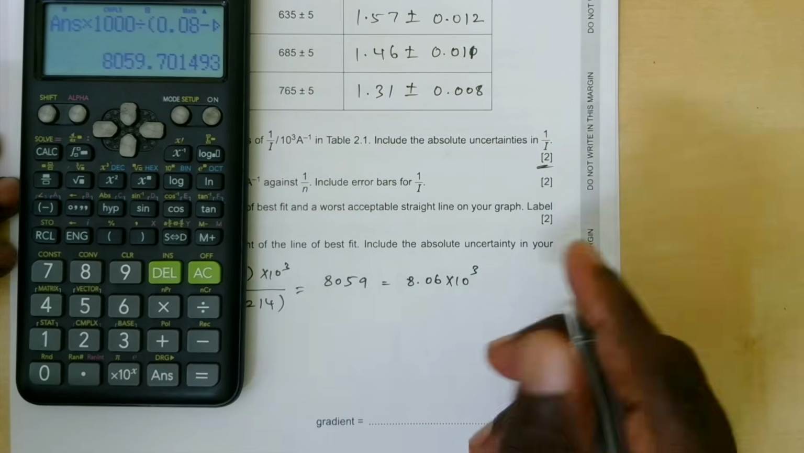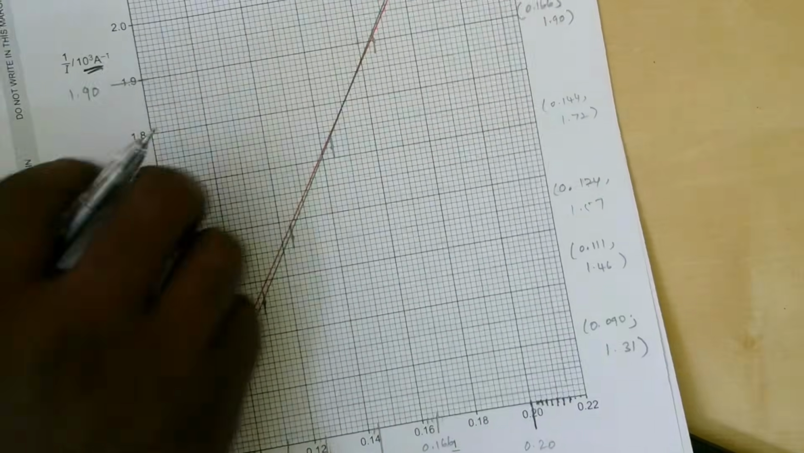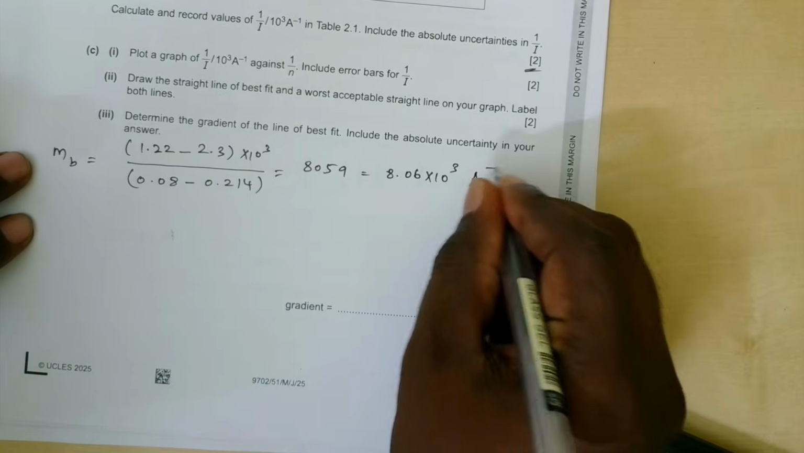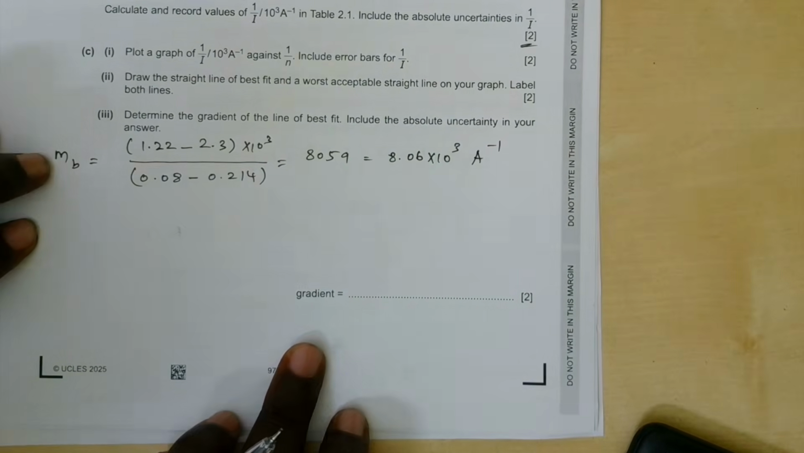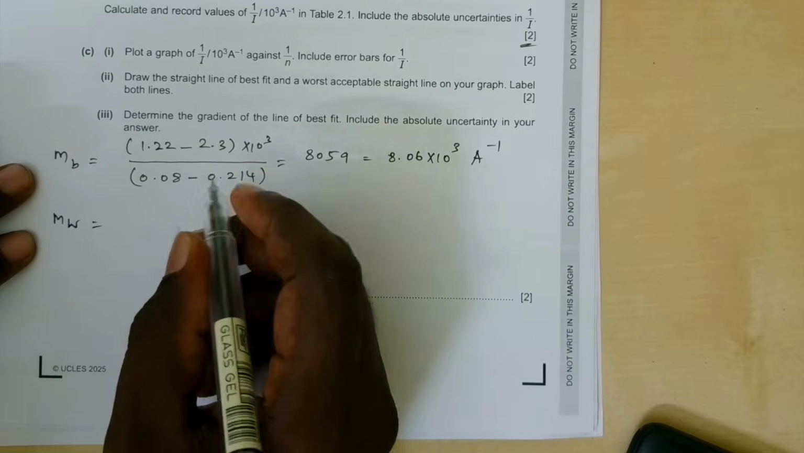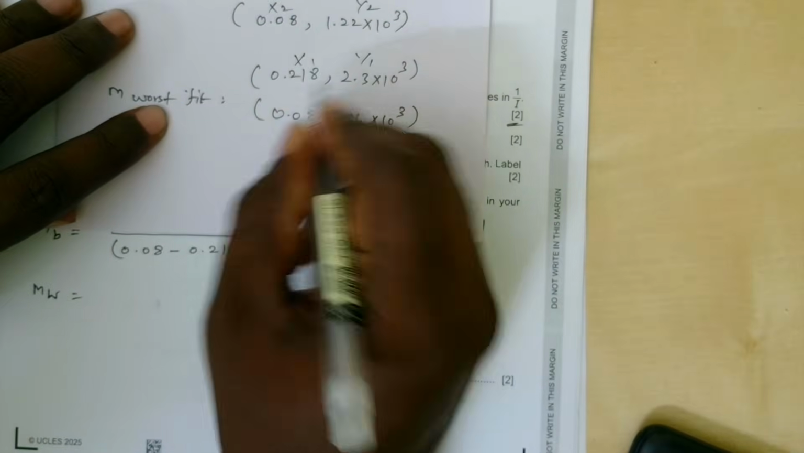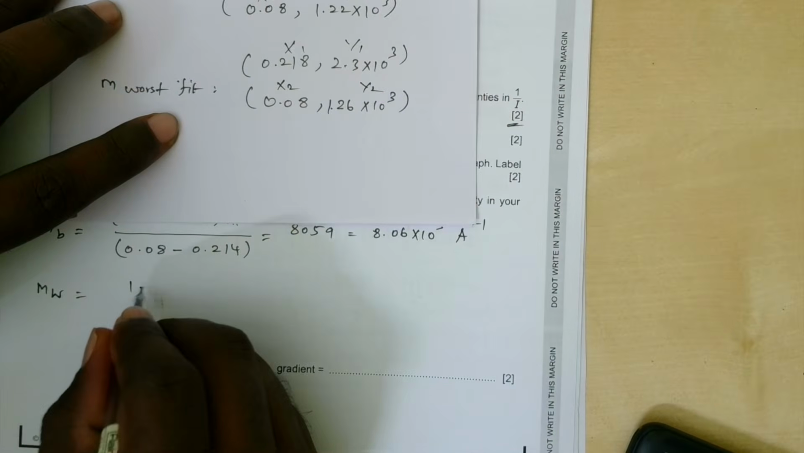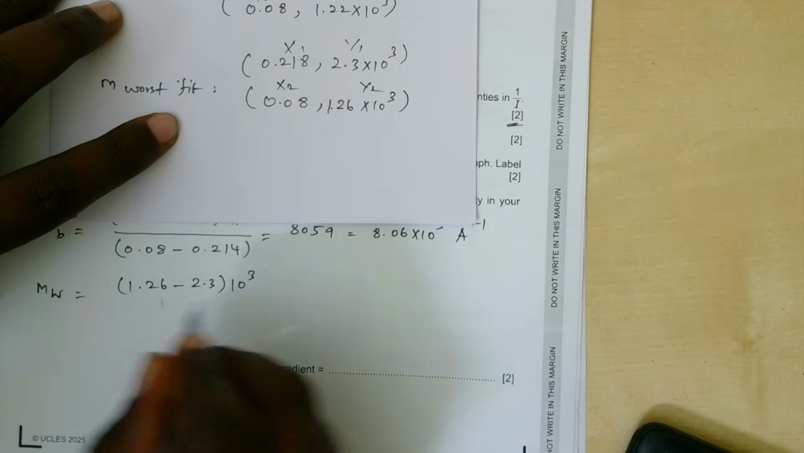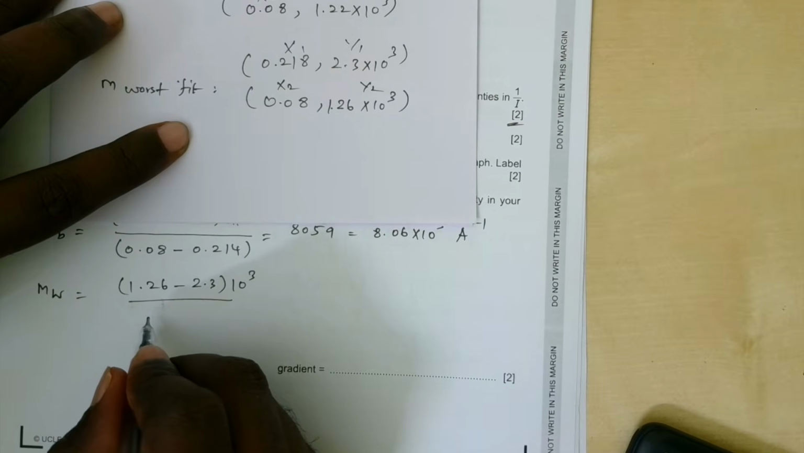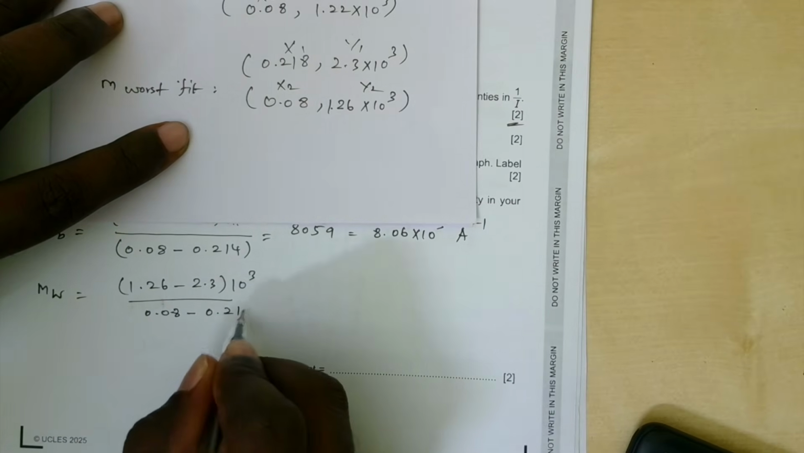Okay, sir. Now the unit. The y-axis unit is ampere inverse, the x-axis doesn't have a unit, so this also has the unit of ampere inverse. Is it clear? Now we have to find the line of worst fit. Using the same x1, y1, x2, y2: 1.26 minus 2.3 into 10 power 3 divided by 0.08 minus 0.218.